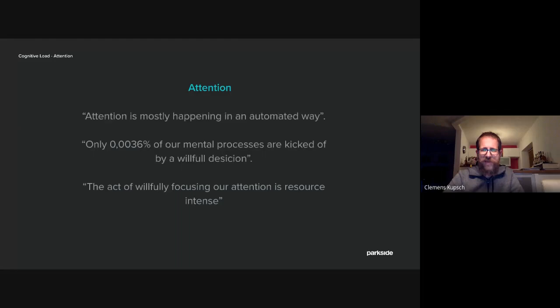Some more interesting facts. Attention is mostly happening in an automated way. So we do focus our attention willfully, but that's only 0.0036% of our mental processes that are kicked off by willful decisions. And the act of willfully focusing our attention is resource intense. That's also very important, because whenever we distract a person from what we want him to achieve, let's say on a website, and we need to get him back in focus, that's a very resource intense thing for him to do. And that's why he might feel uncomfortable, because he feels that tension: I have to focus again, I have to put effort into my concentration, into my focusing abilities again. And that's something we want to avoid.